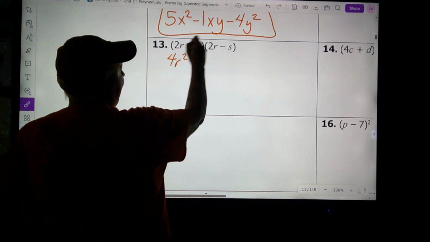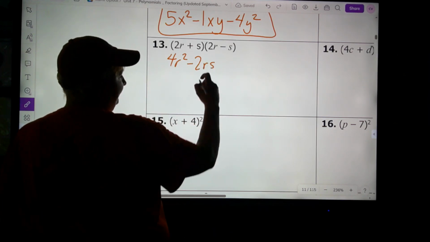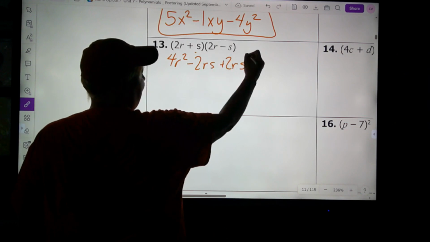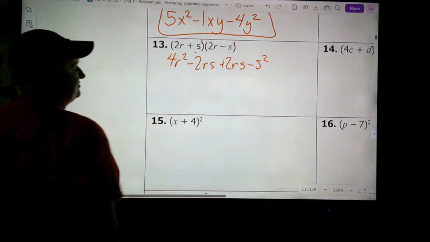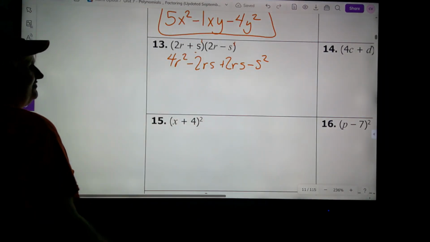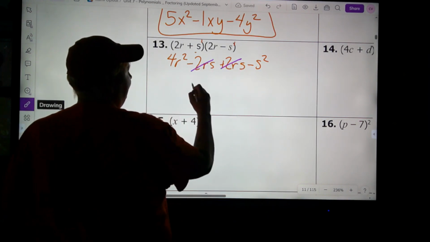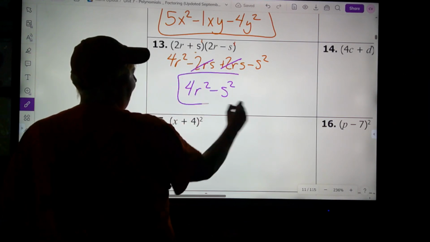4r squared minus 2rs alphabetically plus 2rs minus s squared because they're invisibles. Our s's will cancel out. You're left with 4r squared minus s squared.